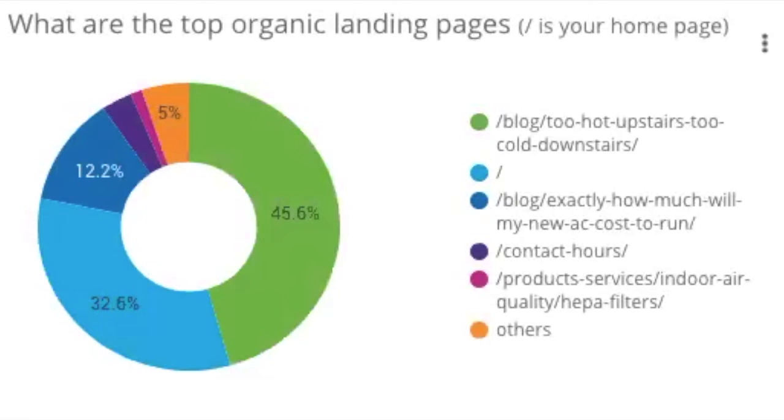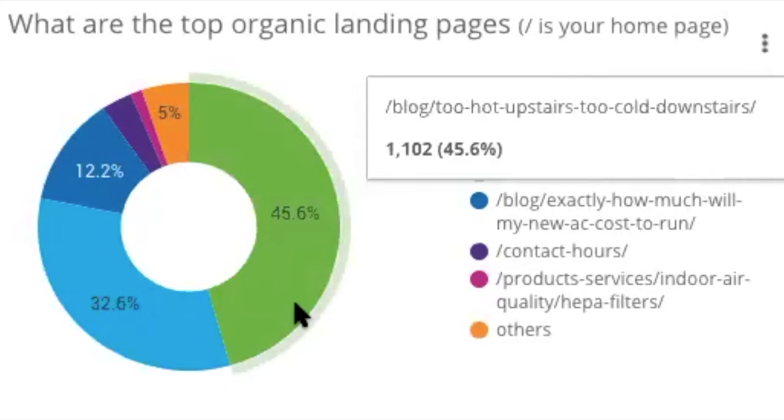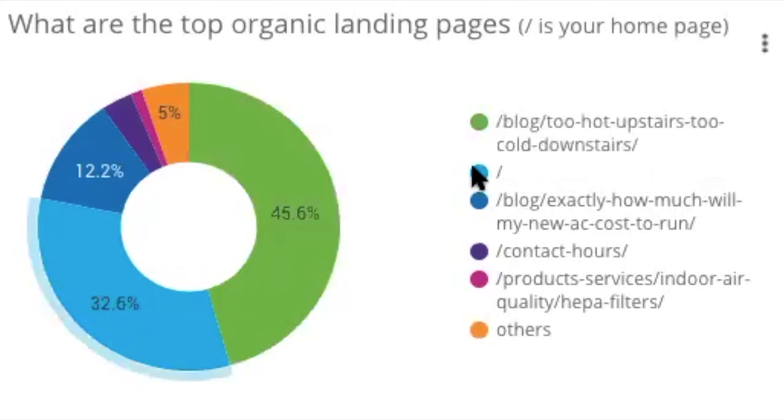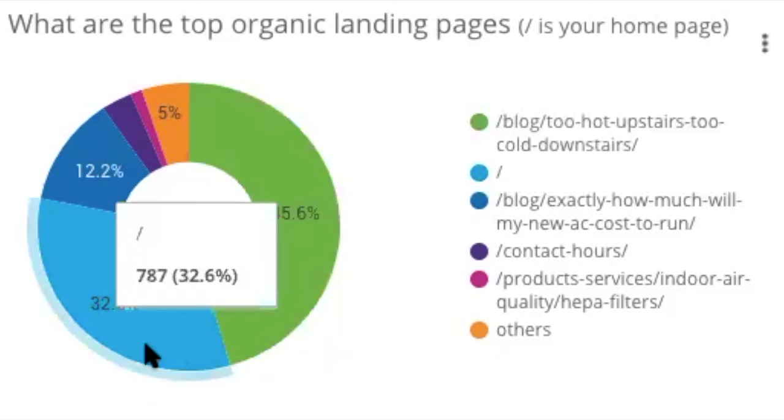Now, if you look here, this is narrowing it down specifically to search engine optimization traffic. And over here, you can see that almost 46% of their traffic landed on a blog post that was talking about it being too hot upstairs and too cold downstairs. Very common problem. People are searching that key phrase. They landed on this website because we optimized that blog for those key phrases. And that's where a huge chunk of their traffic is actually coming from.